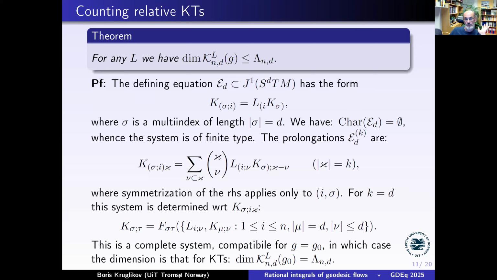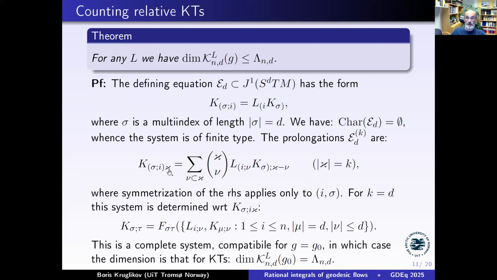This means that the system is of finite type. This means that the space of solutions is finite dimensional. Okay, but how much? How many dimensions do we have? So we have to do prolongations. We start differentiating this equation. Okay, when we differentiate k times, k is the prolongation, we get these kinds of equations.